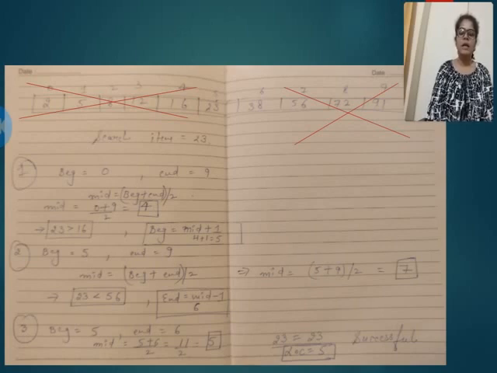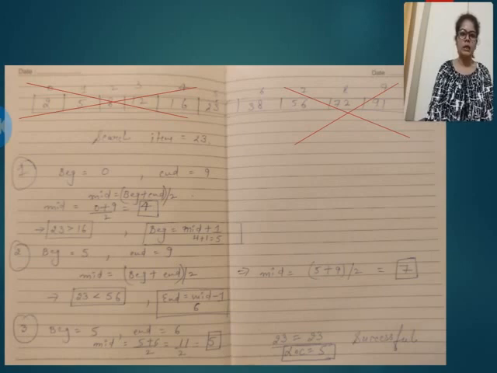23 is less than 56. So 23 must be somewhere in the left of the mid. It can't be at the right of the mid because 23 is smaller than 56. So in that case, we have to discard the right portion of the mid: 56, 72, 91.